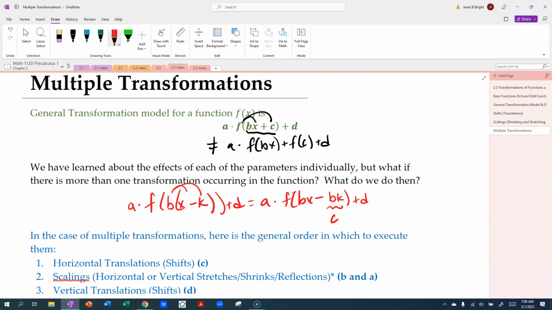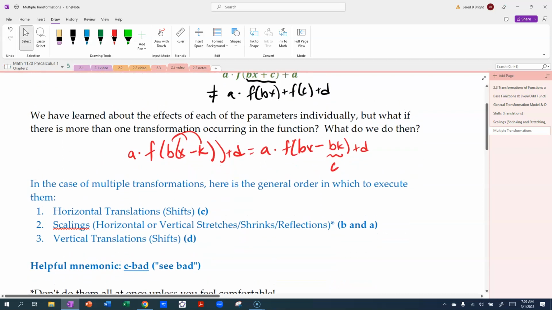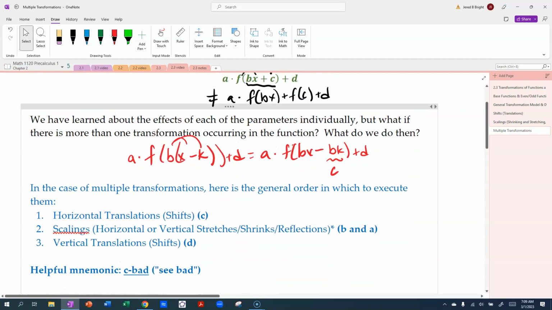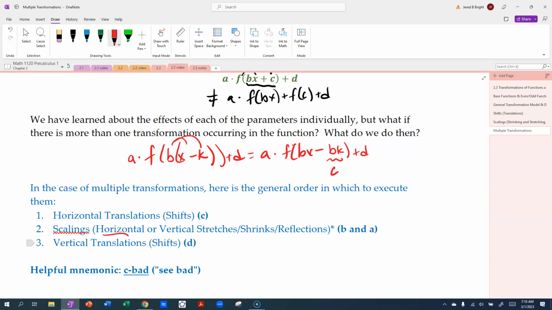Okay, now back to my train of thought. We have all these things going on. We have A, B, C. What do we do? My recommendation is to do the horizontal translations first, so horizontal shifts first, and then worry about scalings. You can do horizontal or vertical, it doesn't matter which one. I typically do horizontal before vertical, just so I'm done with the crazy X's. And then lastly, I finish with the D's, the vertical translations, sorry.